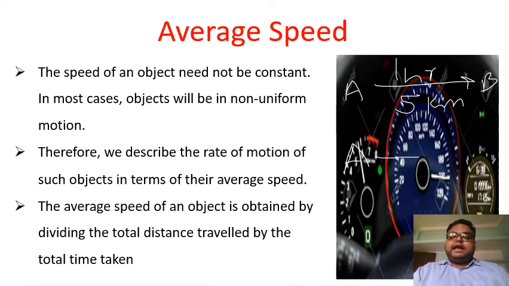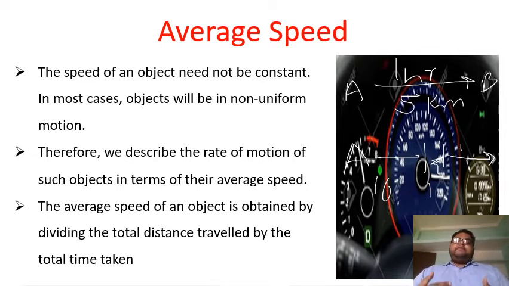Then after that, I will reach some distance. There I might be traveling at 10 kilometers per hour, right? After that, there might be some traffic jams. There I may be traveling at 1 kilometer per hour, and the rest of the journey I will be calculating. So the speed of the object throughout the journey need not be constant. In most cases the objects will be in non-uniform motion.